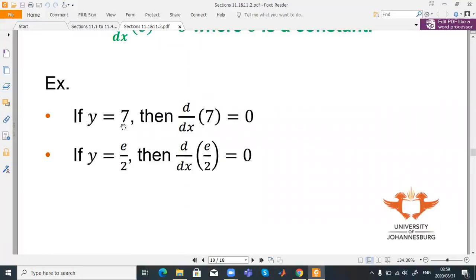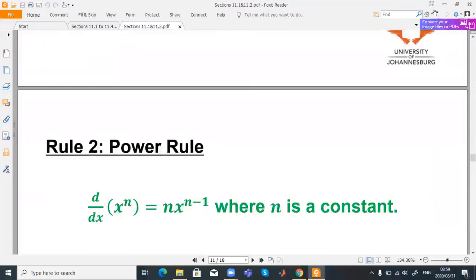This is the first example here. If y is equal to 7, then find dy/dx. If it's a function of x, assume, so we say that the derivative of 7 with respect to x is what? 0. If y is e over 2, remember e is a number. If you press e in the calculator, it is a number. So this is a number divided by a number, therefore all of this is a number. So the derivative of e over 2 is also equal to 0.